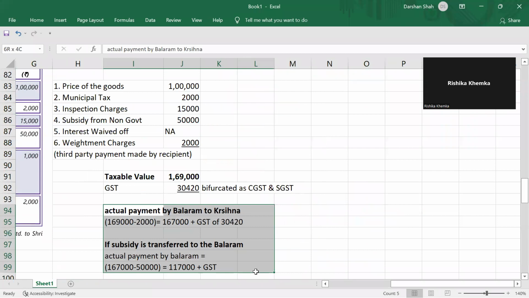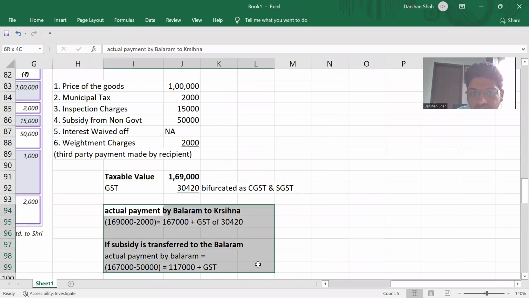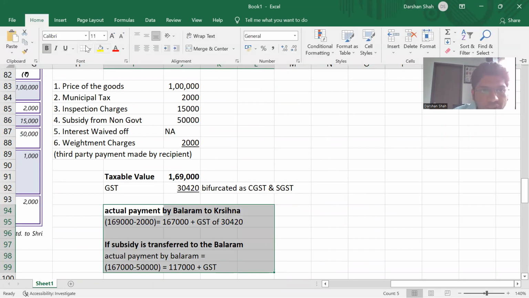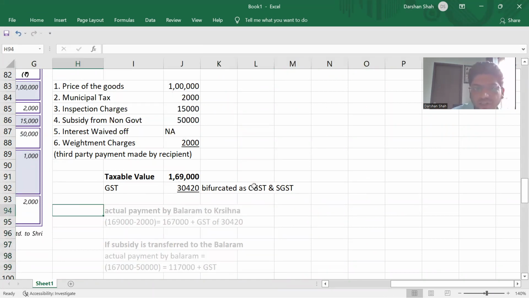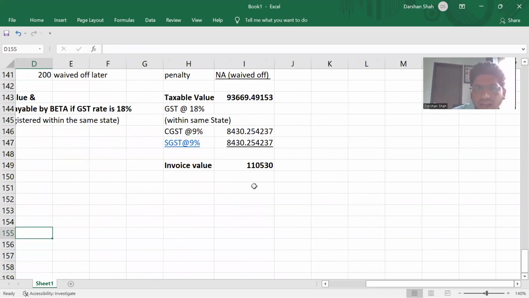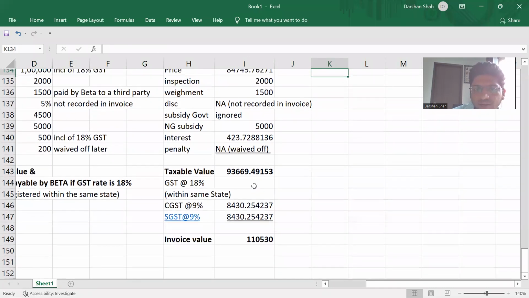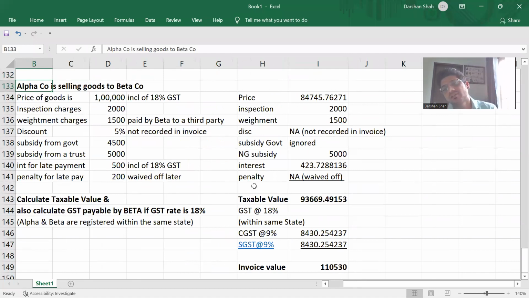So for your understanding, I was saying that taxable value is 1,69,000, and GST is so much, but actual payment is different. That is just for your understanding. This is not part of your answer. Don't show it in the answer. Okay, sir. So here also, I'll just show taxable value and GST value, and the total final value is called the invoice value. How much beta has to pay to alpha is not our concern, because we are thinking only from the GST point of view. We are not thinking from the customer's point of view.